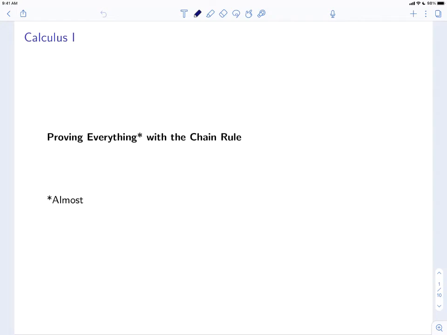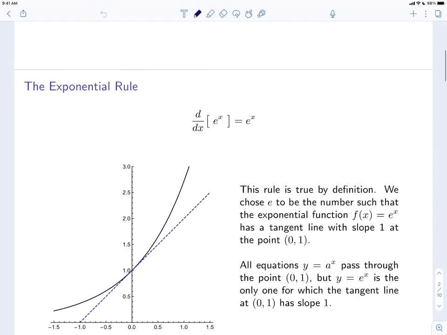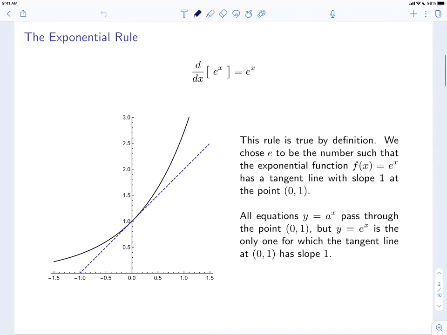In this video, we're going to show how to prove most of the rules from differential calculus using the chain rule. More specifically, we're going to use implicit differentiation. Let's start with the exponential rule.